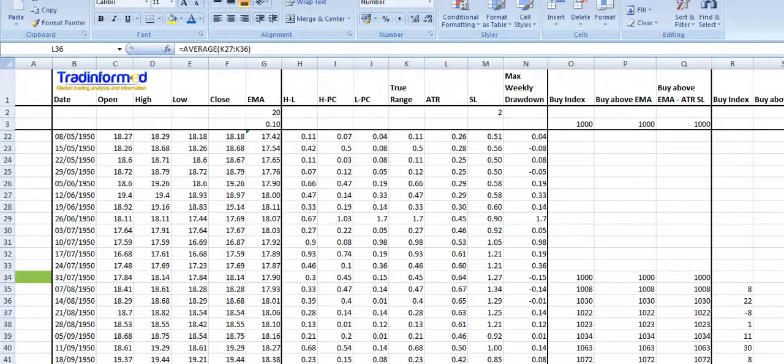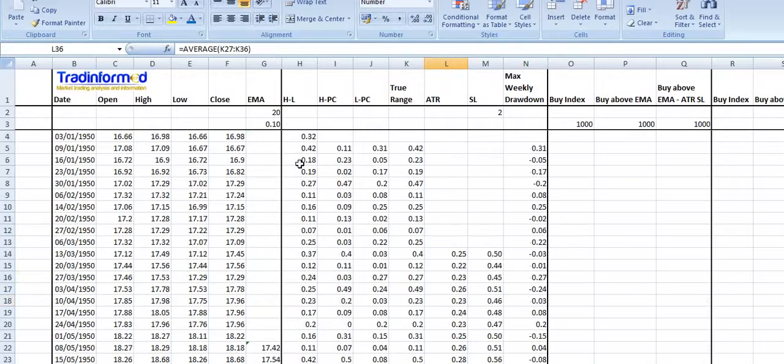Welcome to this video on how to calculate and use the MACD indicator in Microsoft Excel. The spreadsheet that I'm showing on the screen is the spreadsheet from my previous video on how to use Excel to backtest a trading strategy using an ATR stop loss. The data that we've got in here is from the S&P 500 and it dates back from 1950 to the start of 2013, so about 63 years worth of weekly data.